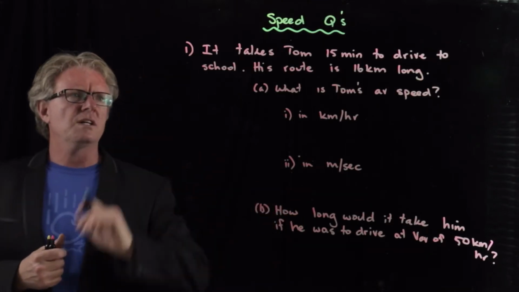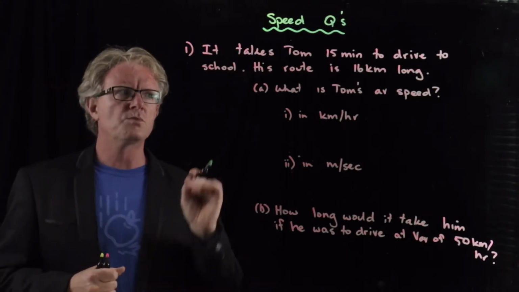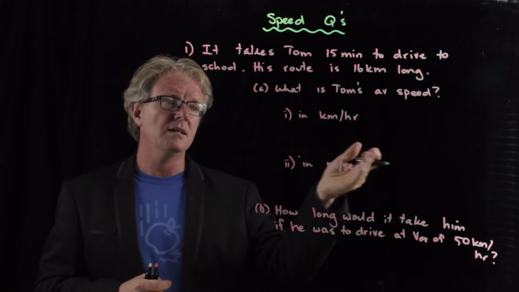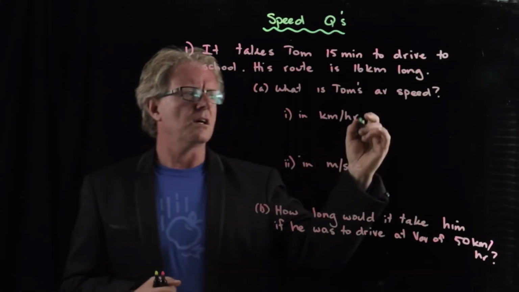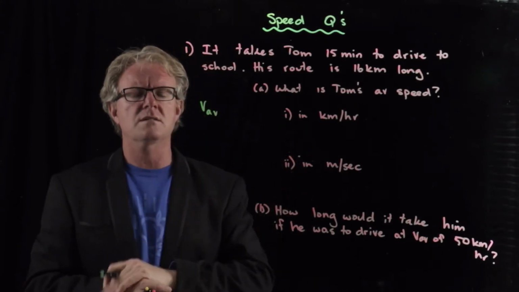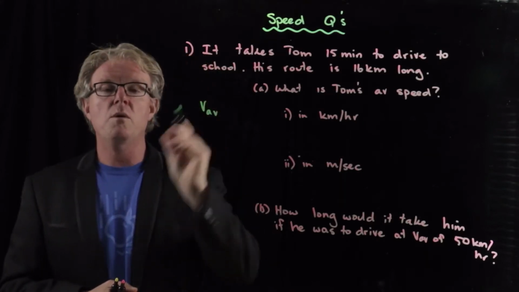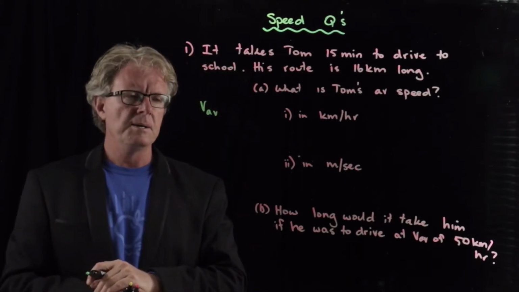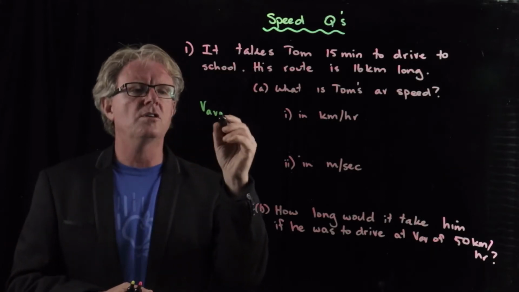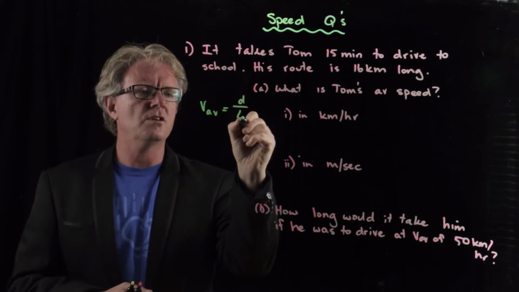Okay, so let's have a look at this one. It takes Tom 15 minutes to drive to school. His route is 16 kilometers long. What is Tom's average speed in kilometers per hour? Okay, so you remember that average speed is dictated by that. We don't have a little arrow on the top because speed is a scalar quantity, so it does not depend on direction. So it is distance over time.